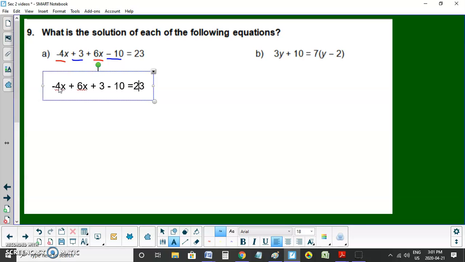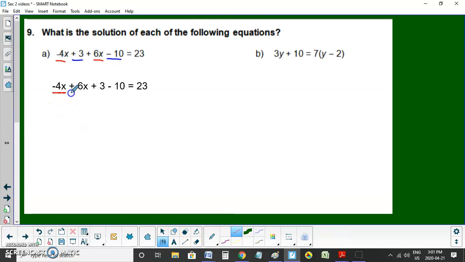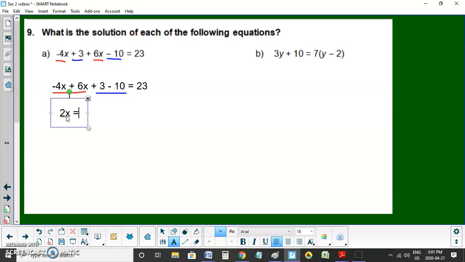So I really didn't do anything. I just rearranged them so that they're together. Here I have the x terms together, and now I'm going to underline the constant terms together, and I can simplify these. So next step, I'm just going to simplify. Negative 4x plus 6x, that's 2x. And then I have 3 minus 10, that's minus 7, equals 23.